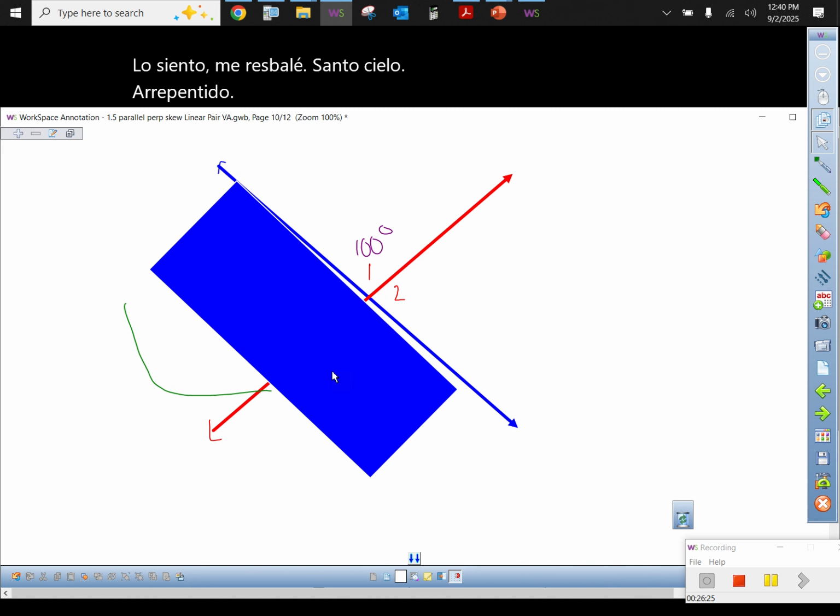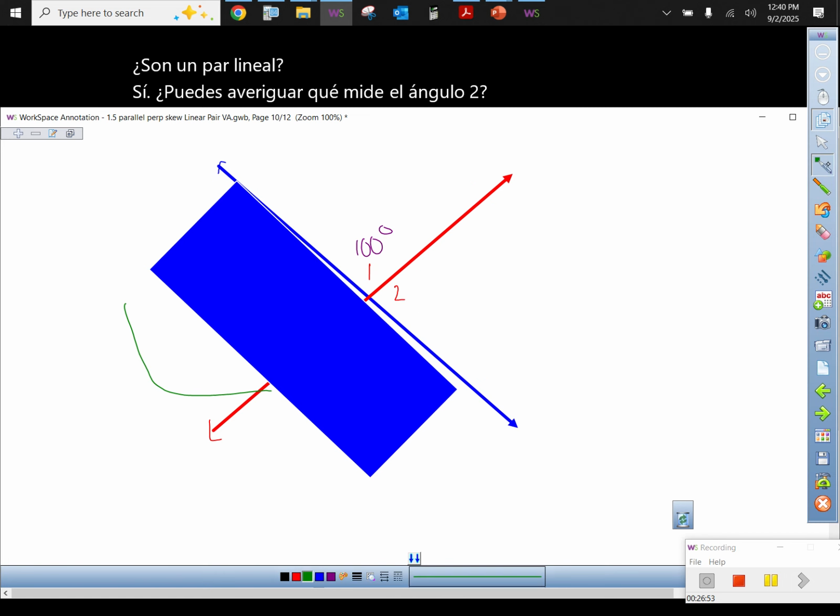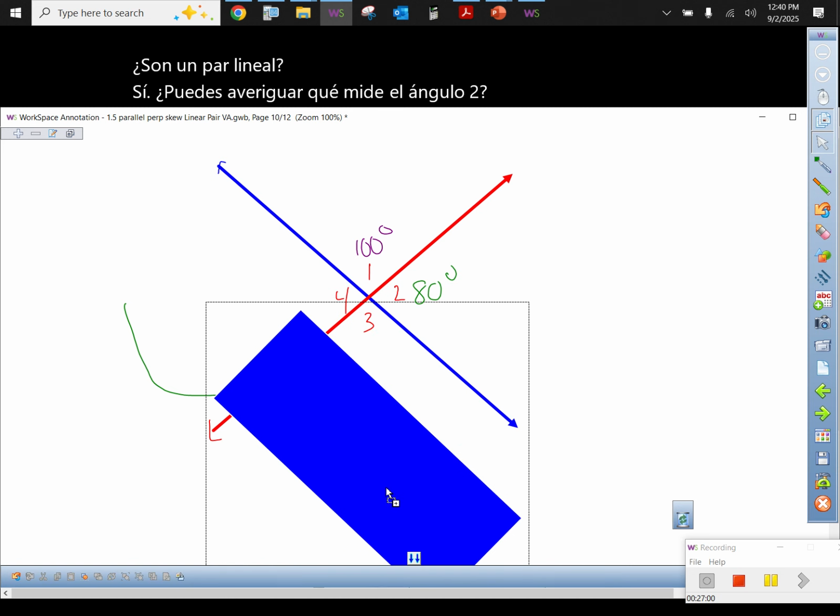Are angles 1 and 2 a linear pair? Highlight this. There's angle 1. There's angle 2. Do they touch each other? Do they form a line? Are they a linear pair? Yes. Can you figure out what angle 2 measures? What do you think? 80 degrees is correct. That's called the linear pair theorem. Time. I'm going to move this.